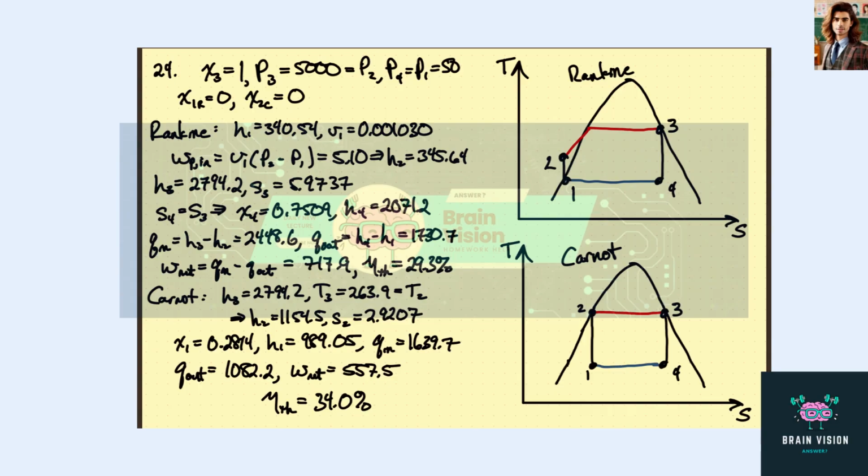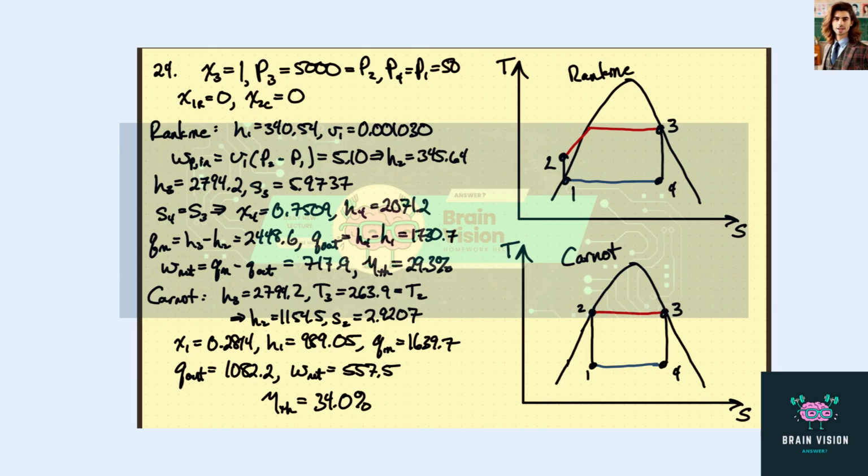In both cases, again, we have a saturated vapor at point 3. We're going to assume that P2 and P3 are both 5 megapascals in both cases, and P4 and P1 are both 50 kilopascals in both cases. For the Rankine cycle, we have a saturated liquid at point 1, and in the Carnot cycle, it's a saturated liquid at point 2.